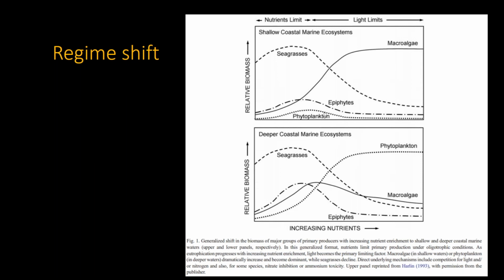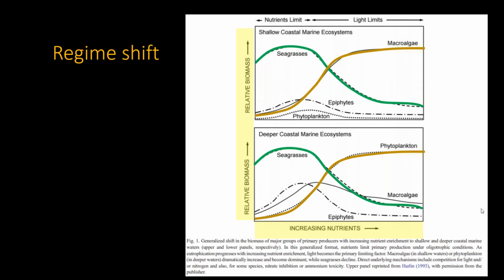And so what's the impact of these nutrients? If we look at the relative biomass of photosynthesizing organisms, right, seagrasses versus macroalgae and phytoplankton, as you increase nutrient concentrations, you get an initial benefit to the seagrasses because they're no longer nutrient limited, but you also start to increase the amount of the macroalgae and the phytoplankton, right?